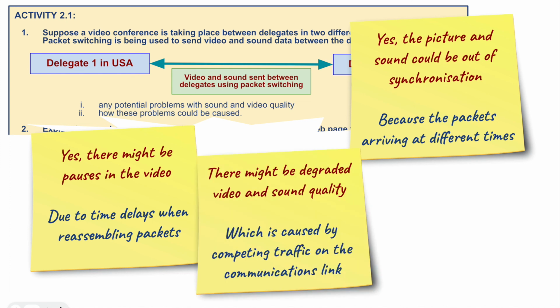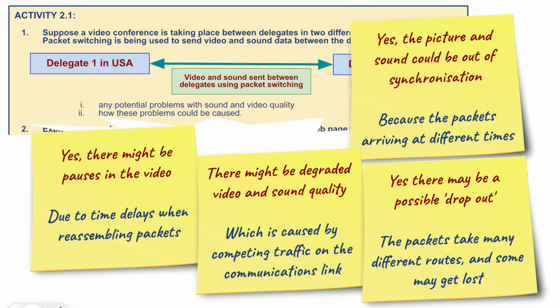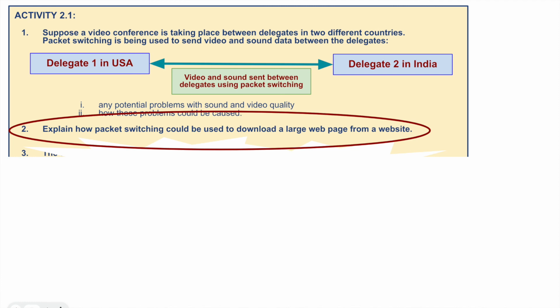There may also be degraded video and sound quality, which is caused by competing traffic on the communication links throughout the network. And yes, there may be a possible dropout whereby the packets take too many different routes and some may get lost along the way, or the hop value might reduce down to zero and therefore the packets are deleted. Question two. Explain how packet switching could be used to download a large web page from a website.